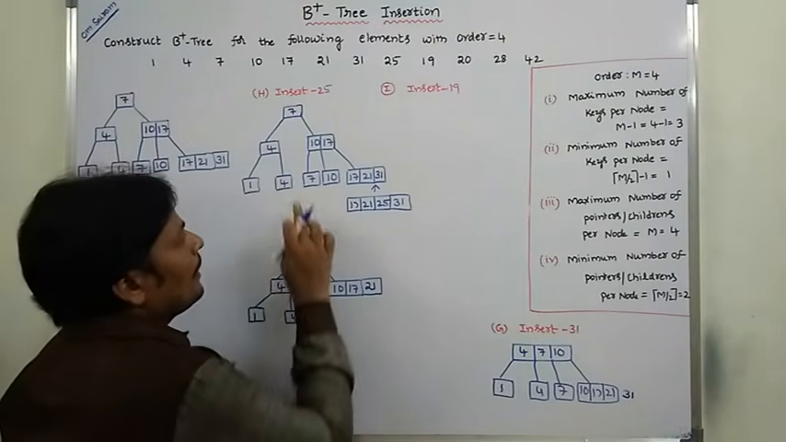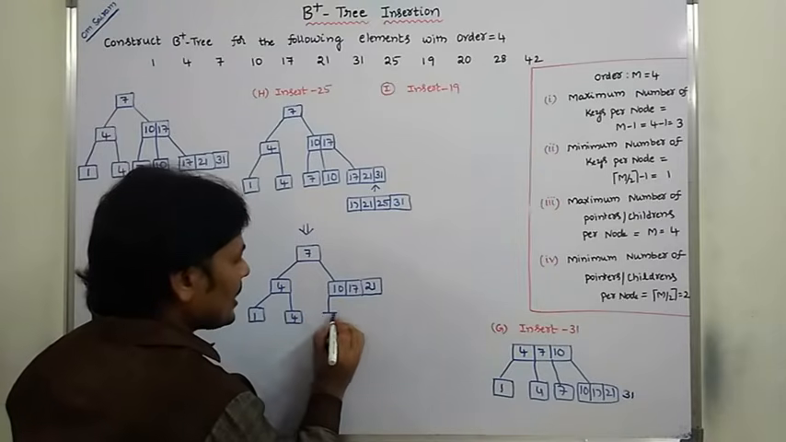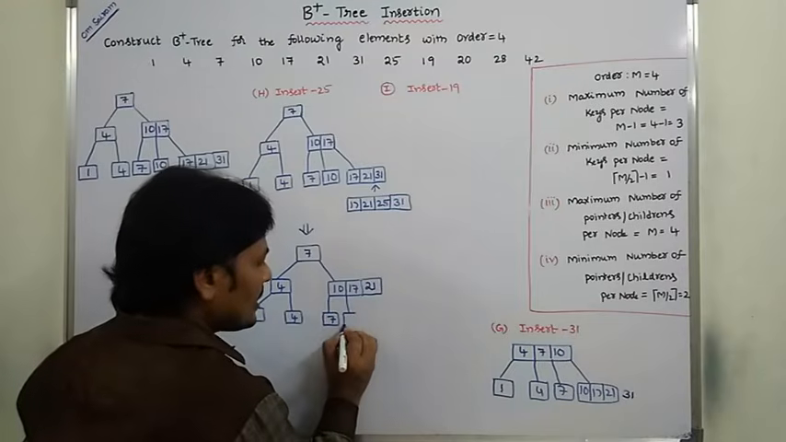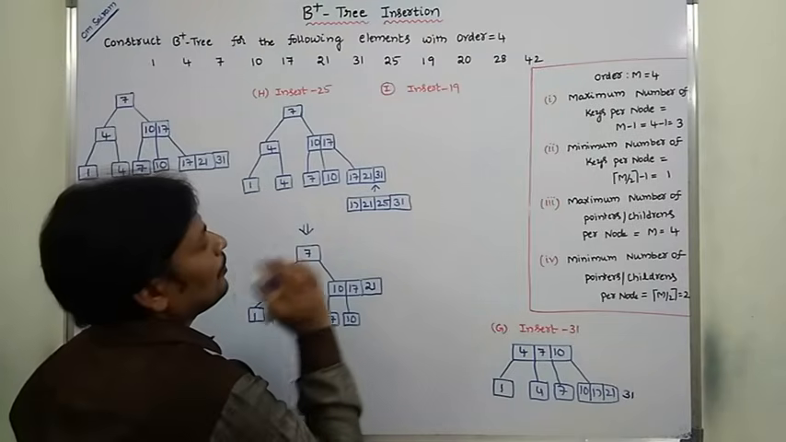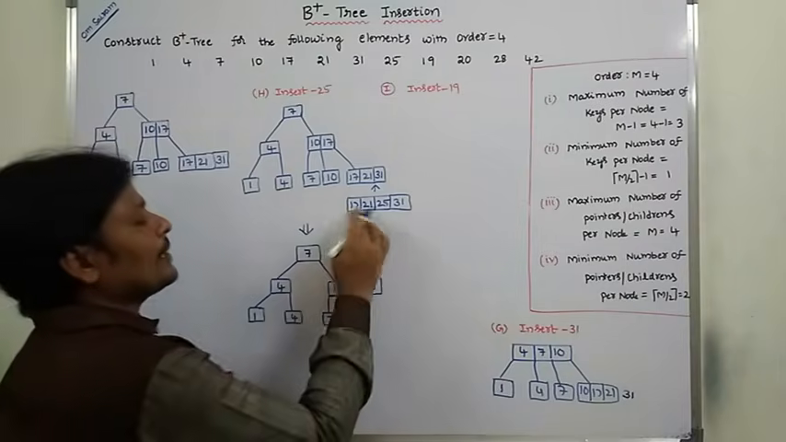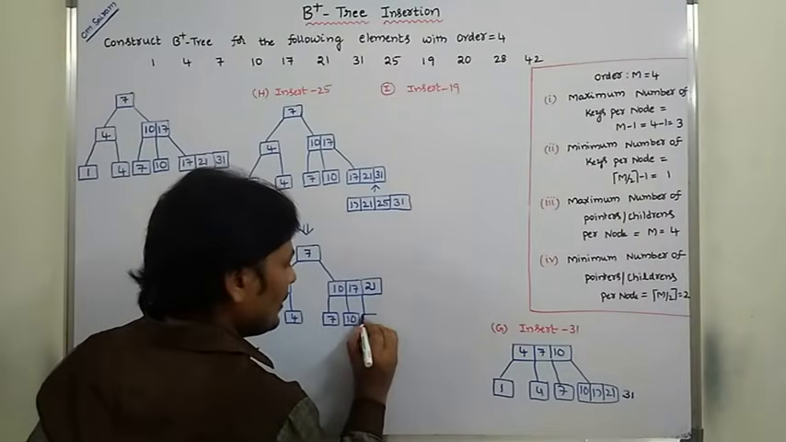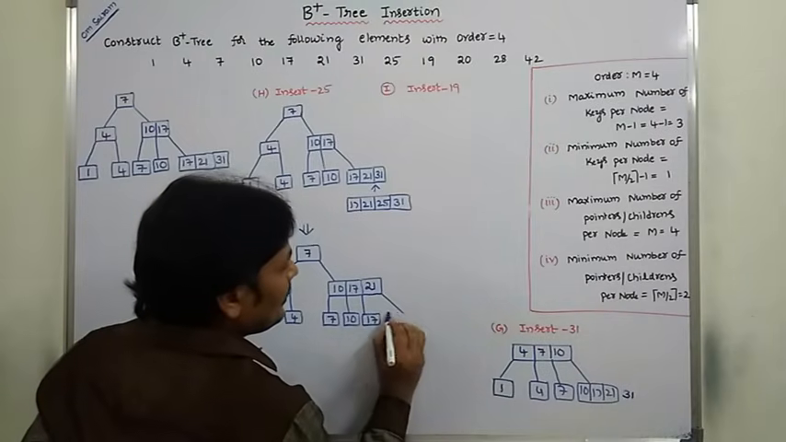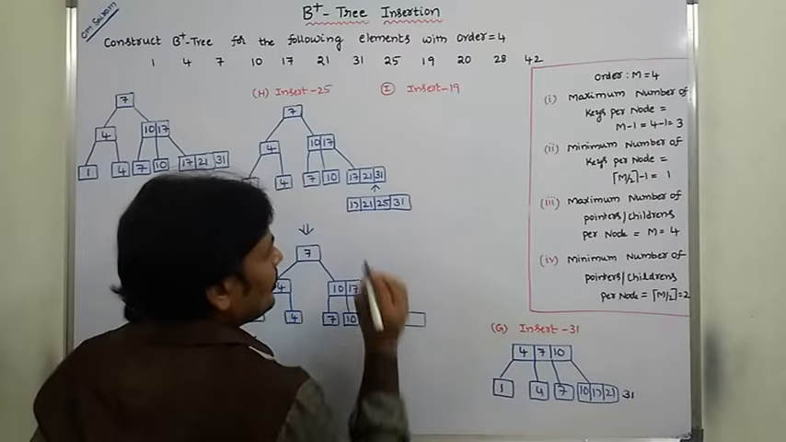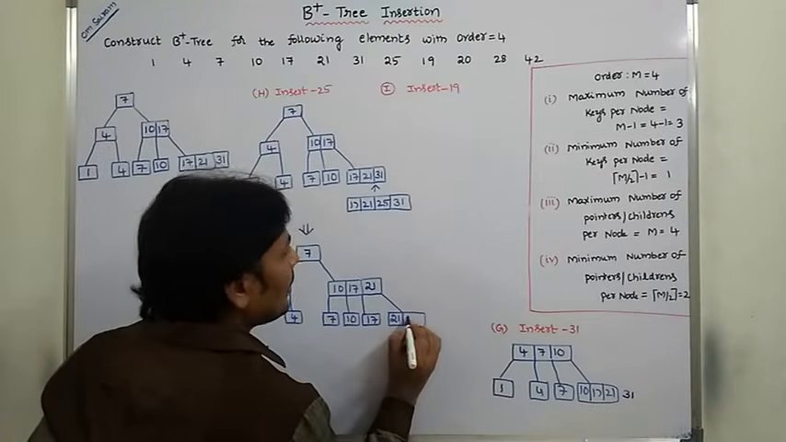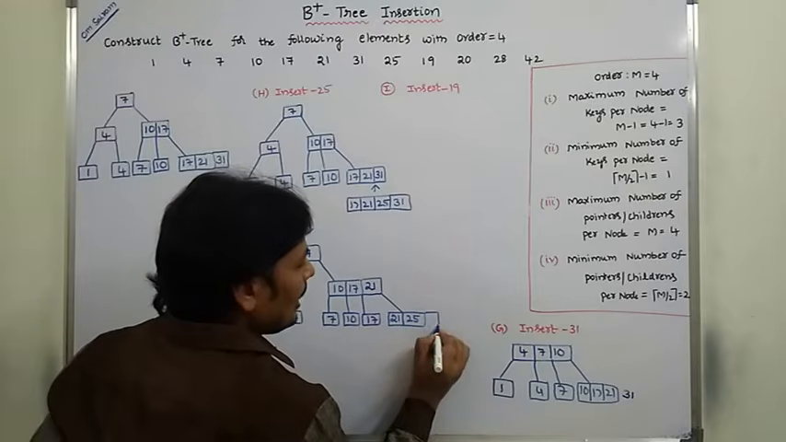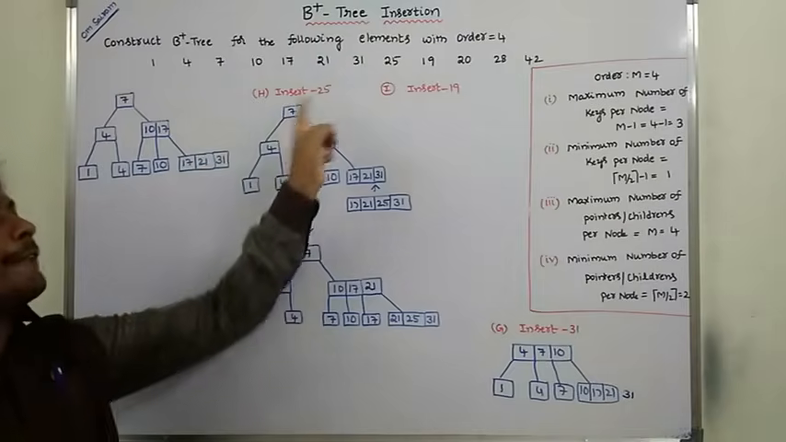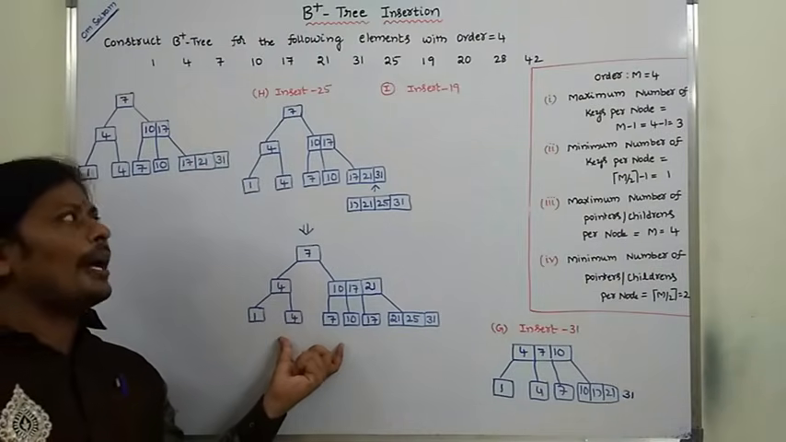Now, 10's left child has no change, that is 7. 10's right child has no change. Next, 21's left child is 17. And 21's right child contains 21, 25 and 31. So after inserting 25, this is the B plus tree we are getting.